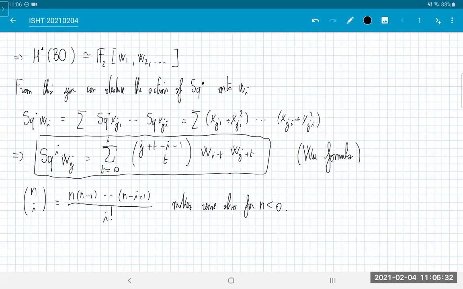And by the way, since we are working mod two, we only care about the parity of this integer. So it's not like we are doing very complicated things here. I'm not going to work out from this formula to the Wu formula. Hopefully it's clear that with some patience, you can rearrange things so that it gets there.